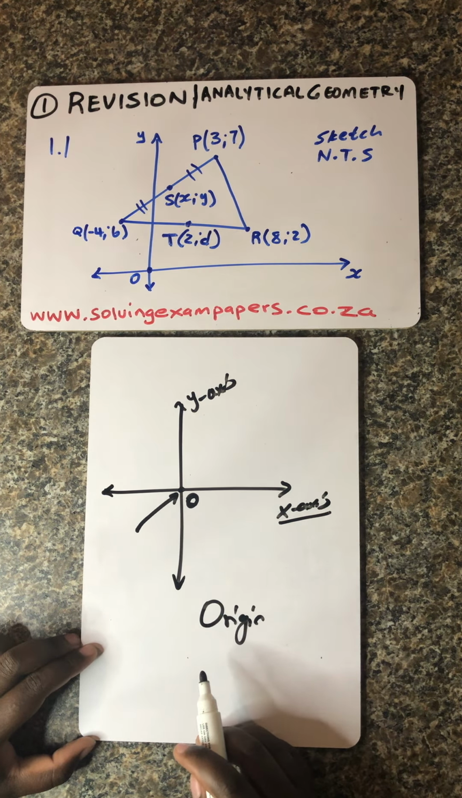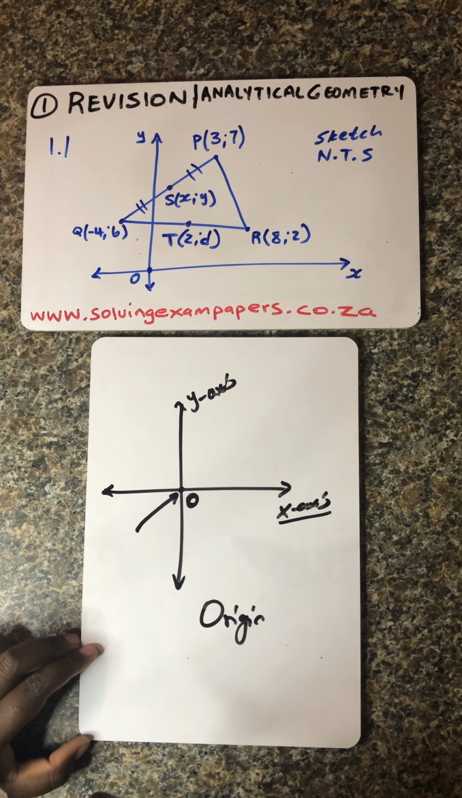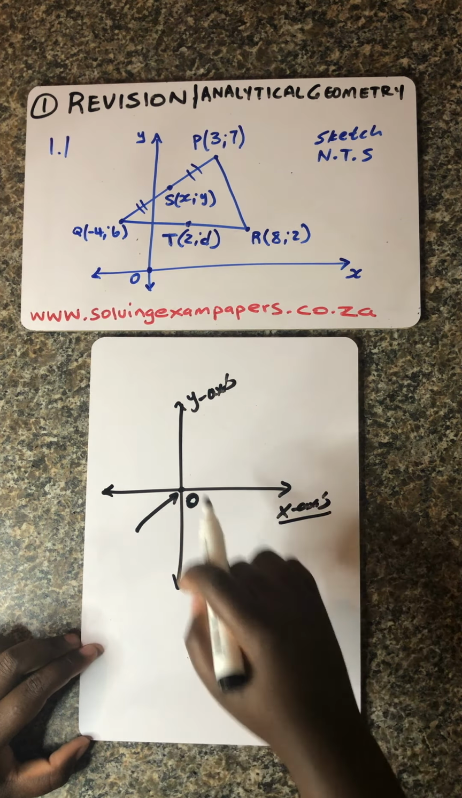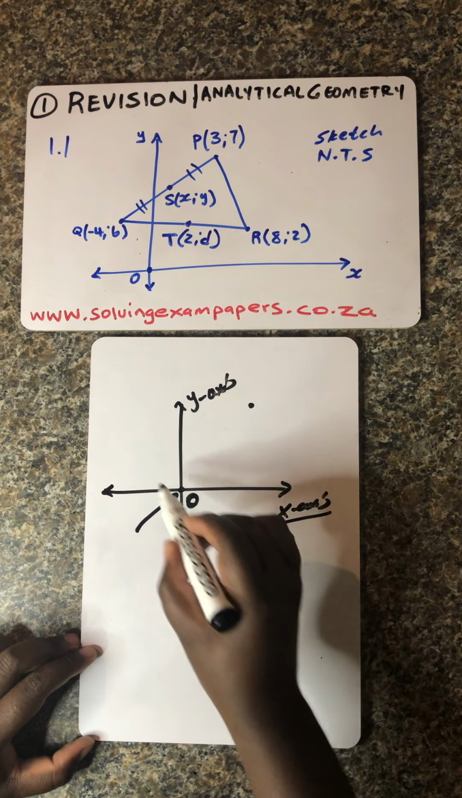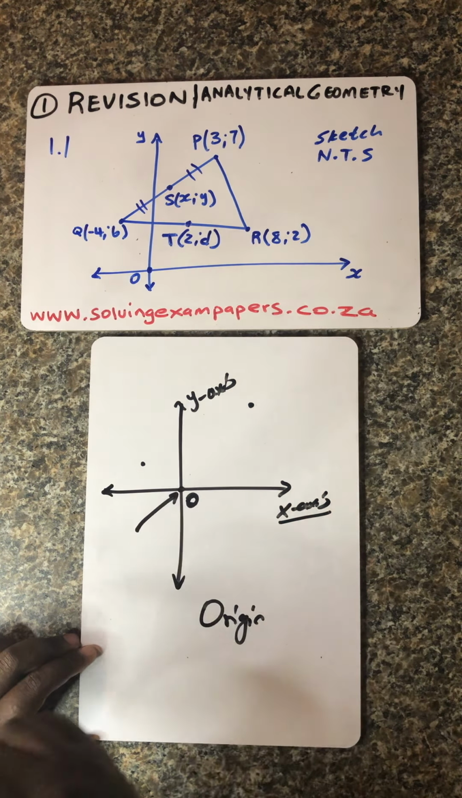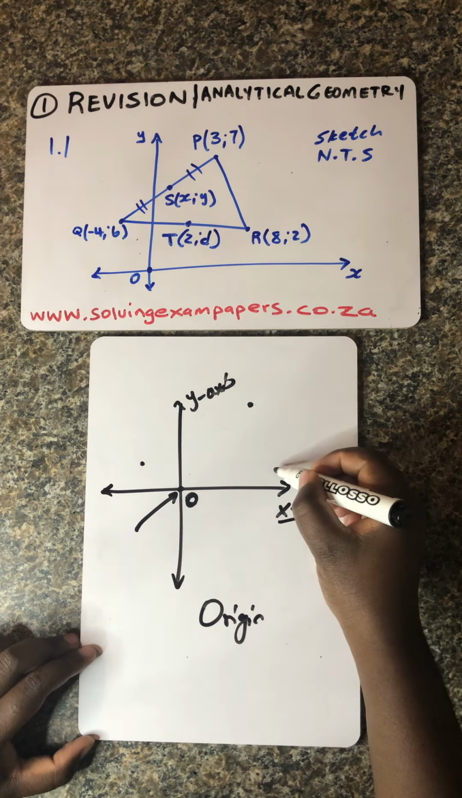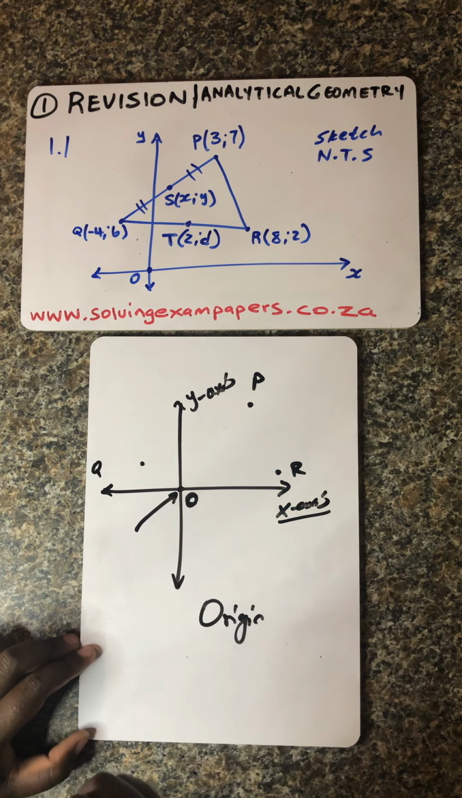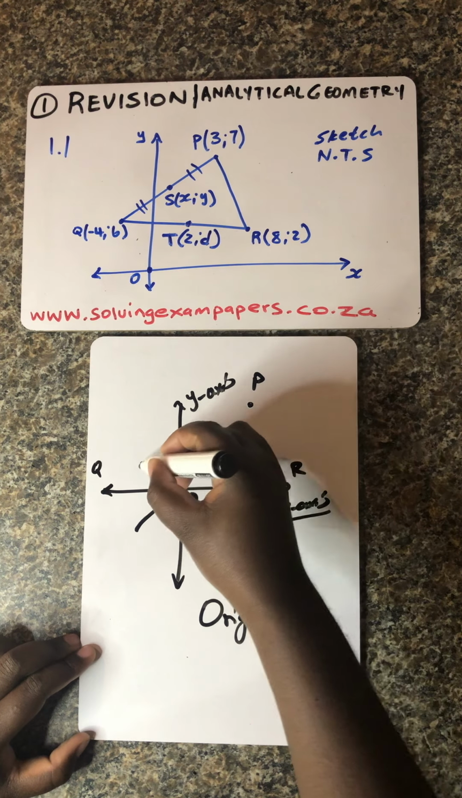So now you're aware that we've got a Cartesian plane that has two axes, the x and the y-axis. As soon as we're done with our axes, we get the coordinates or the points. We've got point P somewhere there, point Q somewhere there, and point R somewhere there. So this is P, this is R, this is Q.